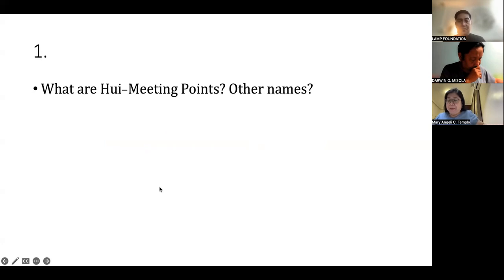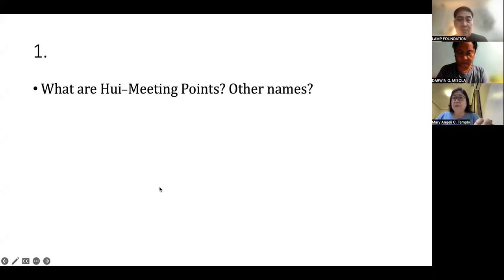Can you tell us, Doctora? Hui meeting points are influential points or gathering points. Okay, so these are the other names. What do you exactly mean by influential? It means they have an impact, no? That means they affect a certain type of tissue or substance throughout the body. So these points, do not ignore them because they are so important. Okay? They are very important.